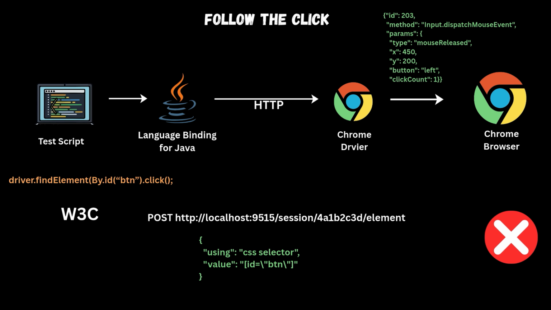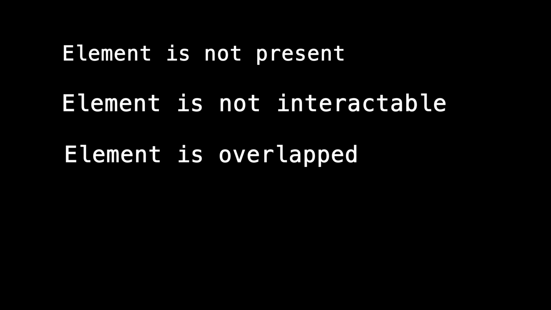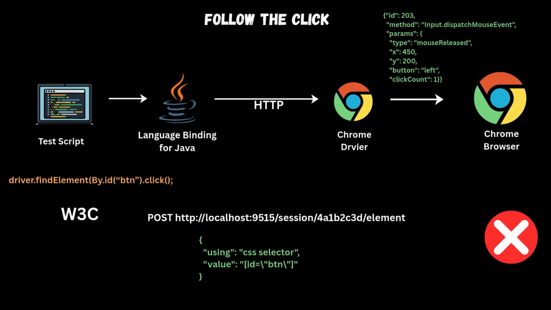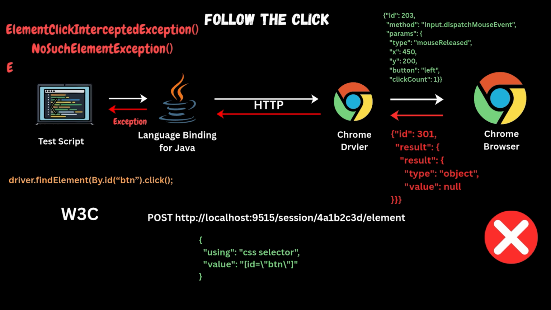But what if something goes wrong? Maybe the element is not present on the page, or the element is not visible or not interactable, or maybe it is overlapped by another element. So the browser returns the error. Chrome driver receives it, sends it to the bindings, and then finally we see the exception. Depending on the problem, we can see exceptions like ElementClickInterceptedException, NoSuchElementException, or ElementNotInteractableException. The point to be noted here: the browser doesn't throw a Java exception. The browser sends an error response. The driver translates it, and your language binding converts it into an exception that your code understands. This is how pass and fail are actually decided.